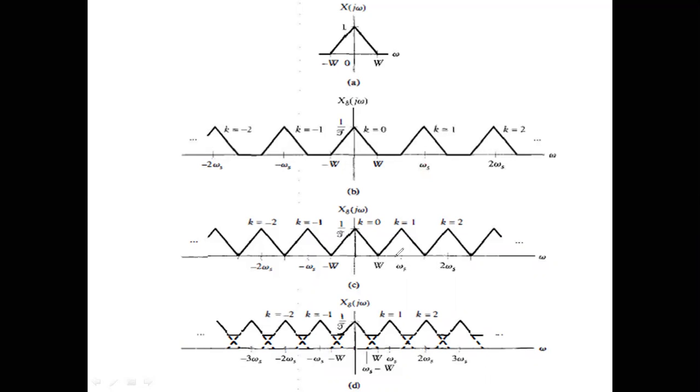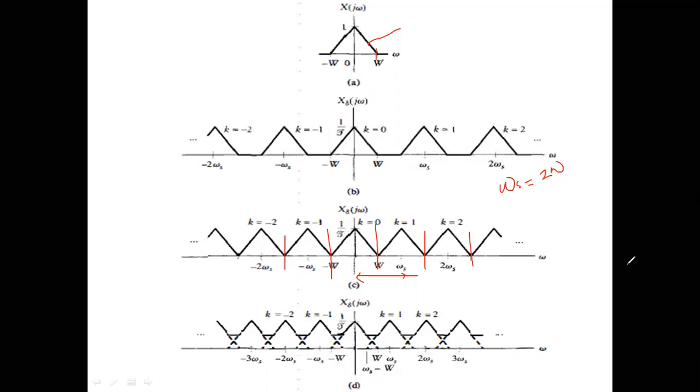Now see here, if I chose a sampling frequency WS, in this particular case I have taken WS equal to 2 into W, right? See, this was W. You can see here this WS is exactly equal to 2 into W. Then my sampling frequency is twice the maximum signal frequency. By that, the spectrums are just touching each other.